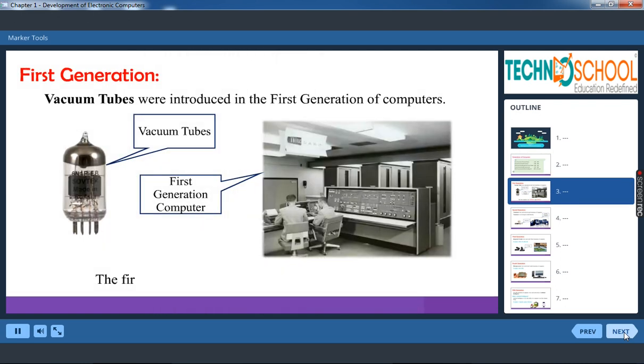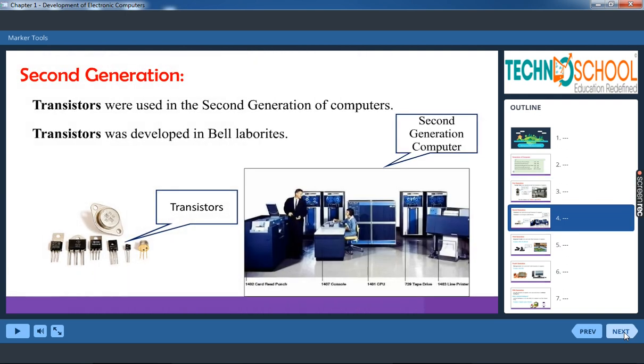Okay, now let us see each generation one by one. So first generation, vacuum tubes were introduced. So this is a vacuum tube. This is the first generation computer. The first generation computer used vacuum tubes, right? Examples of first generation computers are UNIVAC and ENIAC. UNIVAC 1, ENIAC. Okay, right.